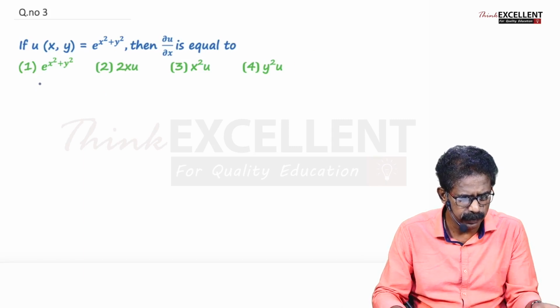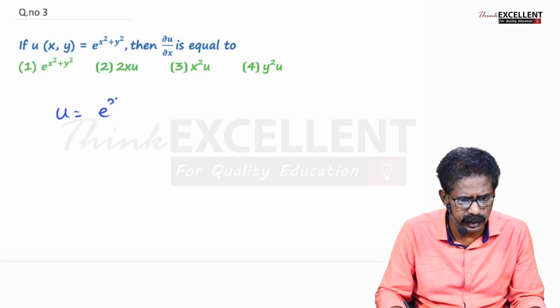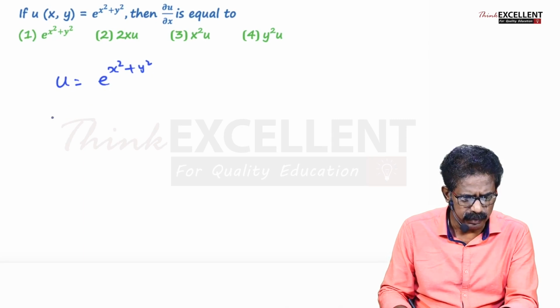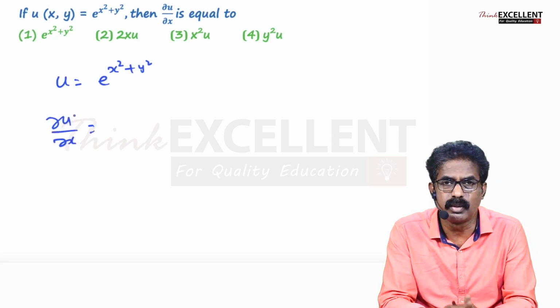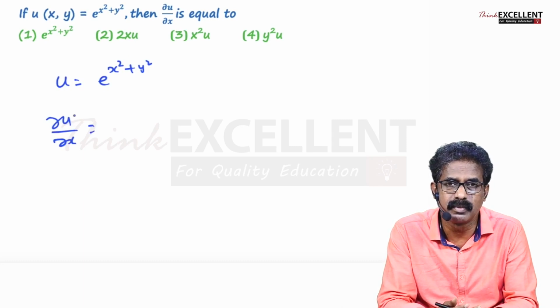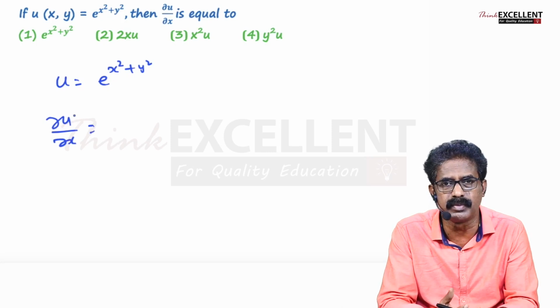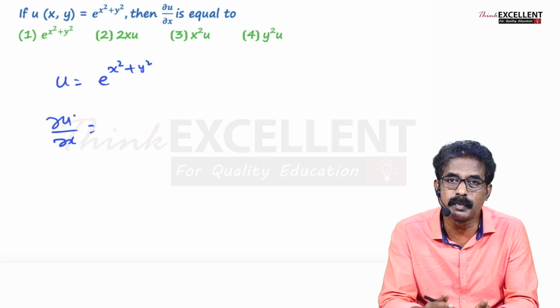Now question number 3. u equal to e raised to x square plus y square. Dou u by dou x, very simple question. Differentiate partially with respect to x. So when we use partial derivative, partial differentiation, when it is a function of more than one variable, right? Several variables, we use partial differentiation. So here we have to differentiate with respect to x.